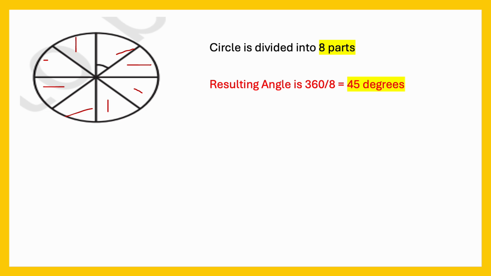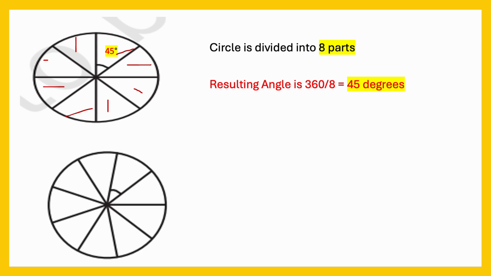Next figure. Here a circle is divided into how many parts? 1, 2, 3, 4, 5, 6, 7, 8. 8 parts. Then what will be the resulting angle? 360 divided by 8. What is the answer? 45 degrees. So the resulting angle is 45 degrees.